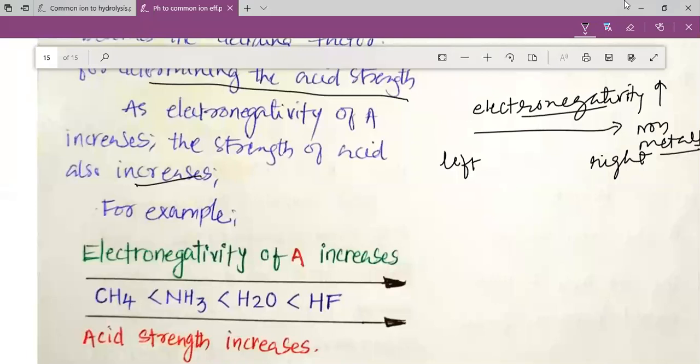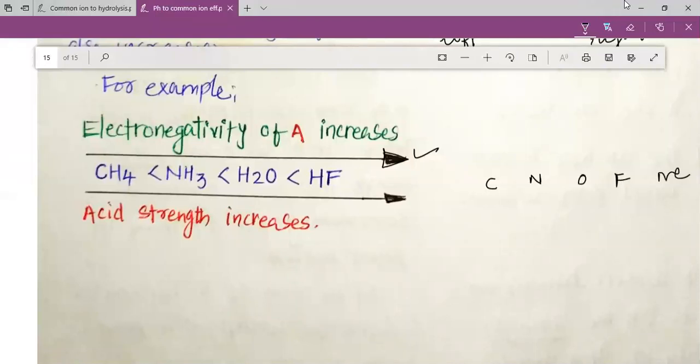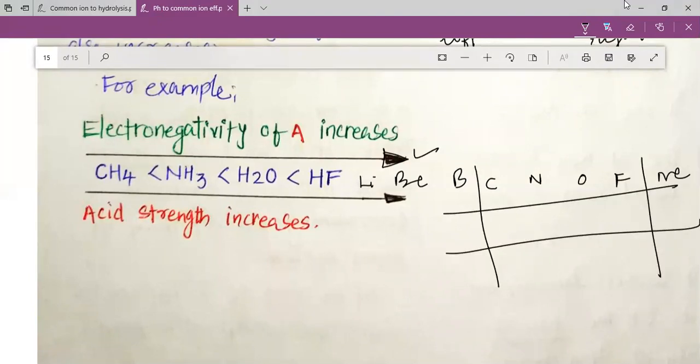That means if you think of the various compounds formed, if you go from left to right, my dear students, the electronegativity increases. In the second period, you have lithium, beryllium, boron, carbon, nitrogen, oxygen, fluorine, neon. Now if you make their compounds with hydrogen, you can have CH4, you can have NH3, you can have H2O, you can have HF.